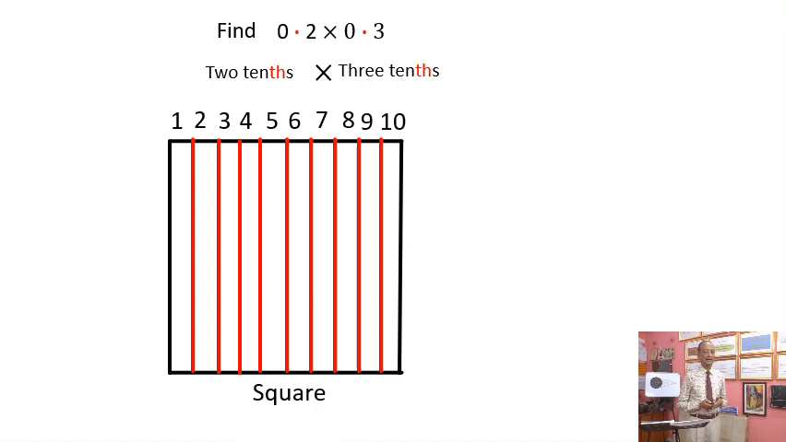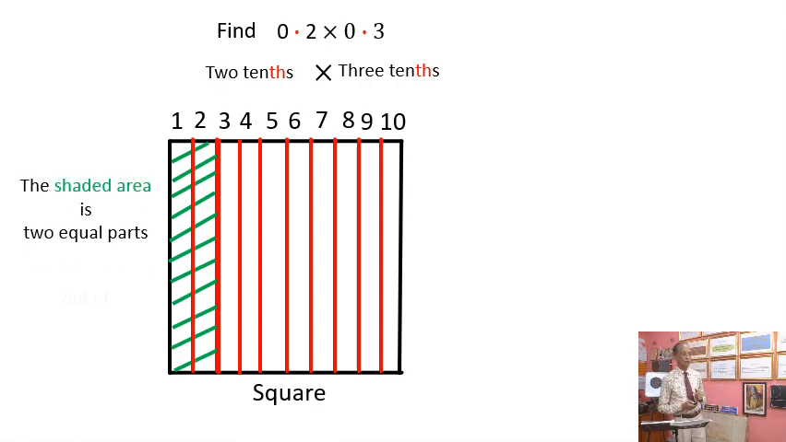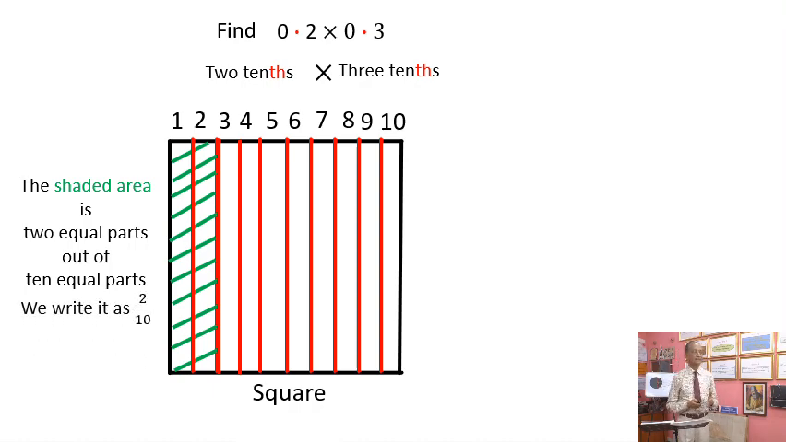Fine. So 0.2 means, see, let us shade the first and the second strips. And this shaded portion is nothing but 2 equal parts out of 10 equal parts. Correct? Also, you can see on the right side, we write it as 2 by 10. 2 tenths is nothing but 1 by 10 plus 1 by 10.